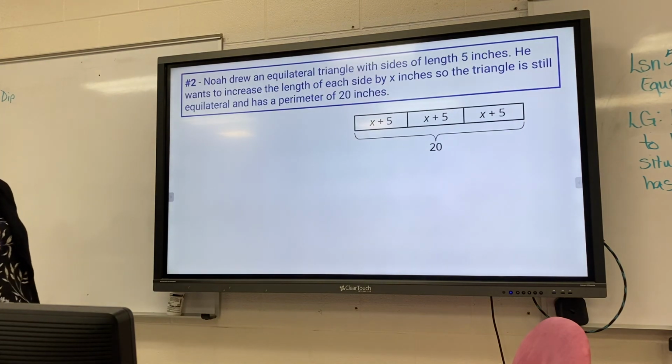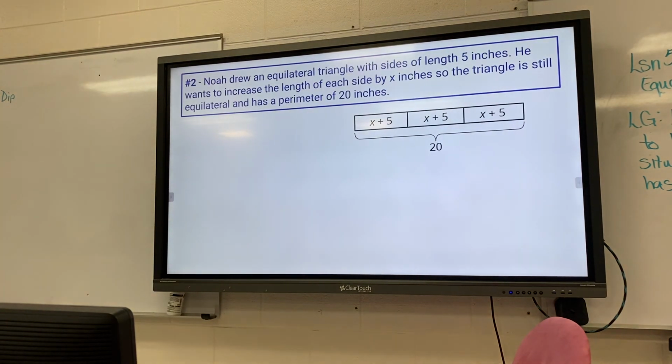All right. Noah drew an equilateral triangle with side lengths of 5 inches. He wants to increase the length of each side by x inches so that the triangle is still equilateral and has a perimeter of 20 inches. What's an equilateral triangle? A triangle with all the sides being the same. Remember that prefix equi? It means equal. Okay, so equal sides. What's perimeter? Outside of a shape. Okay, distance around.